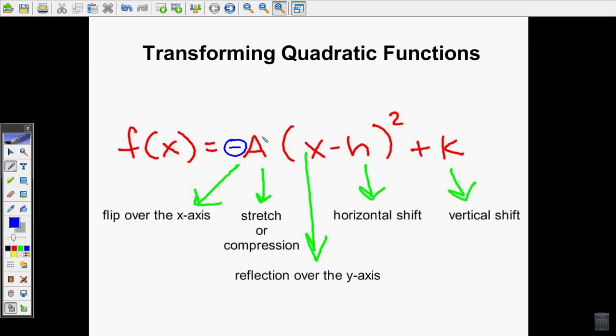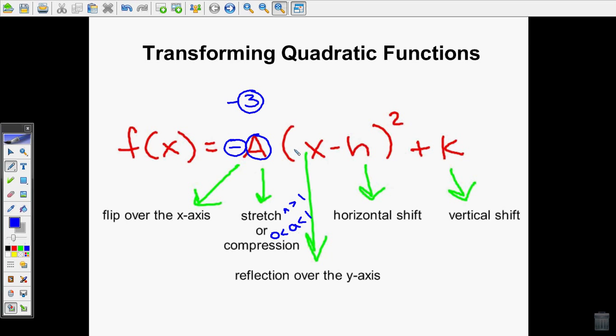The second transformation we're looking just at the number. We're not looking at whether or not it's negative or positive. We're just looking at the number itself. So for example, if I had a -3 here, I would just be looking at the 3, okay? And if that number, A, is greater than 1, it is a stretch, okay? If the number is less than 1 but greater than 0, so a fraction between 0 and 1, it is a compression.